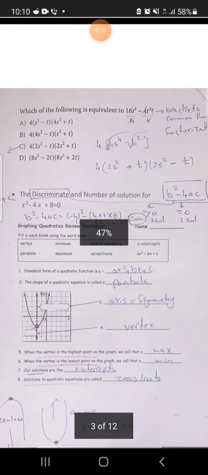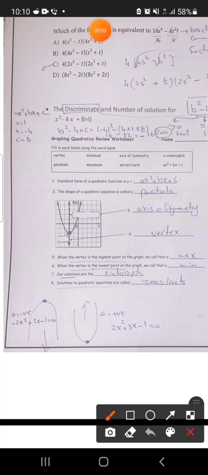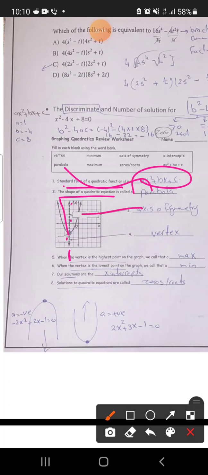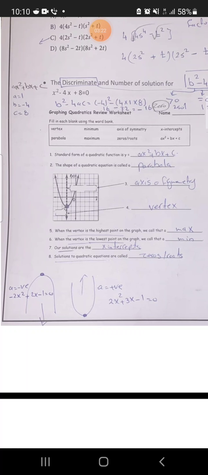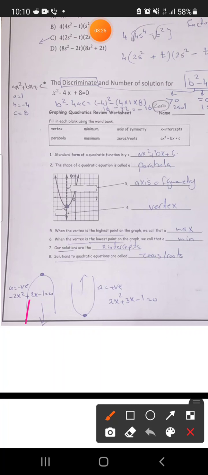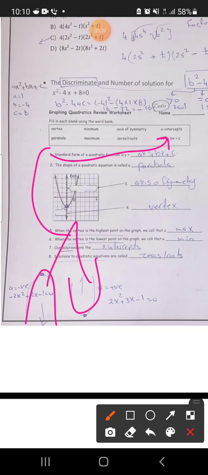Okay. What about this graph? It's so easy. I wanted the standard form, which is ax squared plus bx plus c. The shape of a quadratic is a parabola. This is called the axis of symmetry, and this is the vertex. Here, what is the highest point of the vertex? What is the meaning of this? If you have a graph like this or a graph like this, what is the difference? Both are parabolas, or quadratic functions.